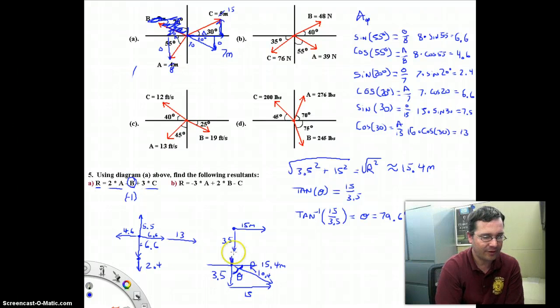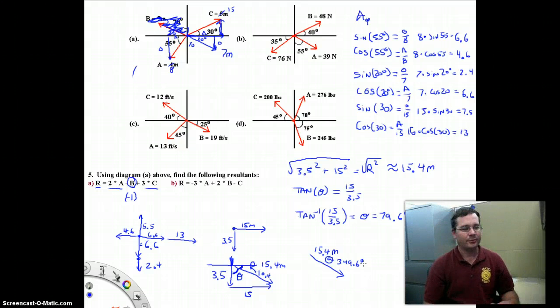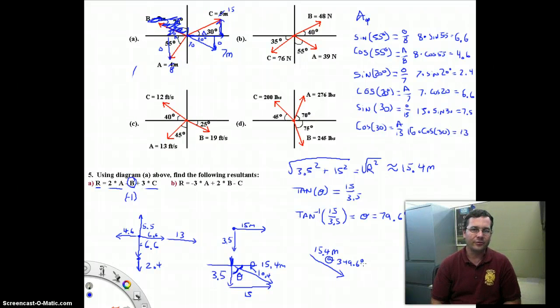Now remember the way that these angles run, they start at 0 pointing straight towards 3 o'clock and you go around counterclockwise. So basically the angle of this is 10.4 less than 360. So we could think about this resultant vector as being 15.4 meters long at an angle of 10.4 less than 360, which is 349.6 degrees.